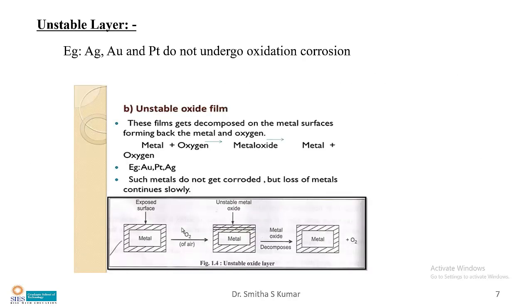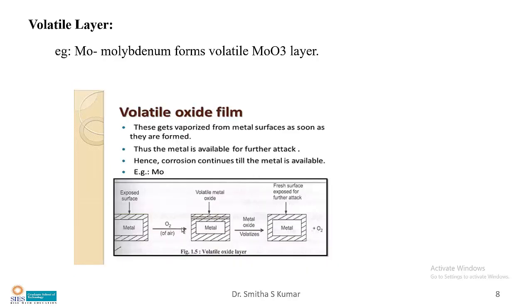The second type of oxide layer formed is unstable oxide layer. Such type of oxide layer decompose back into metal and oxygen. Thus, oxidation corrosion is not possible in such cases. Such unstable oxide layer is commonly seen on metals like gold, silver, platinum, etc.